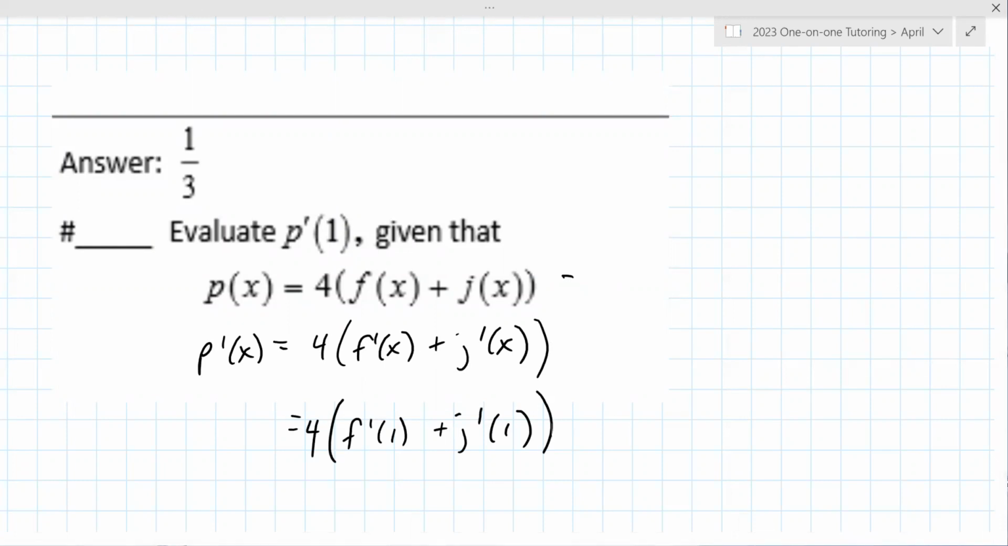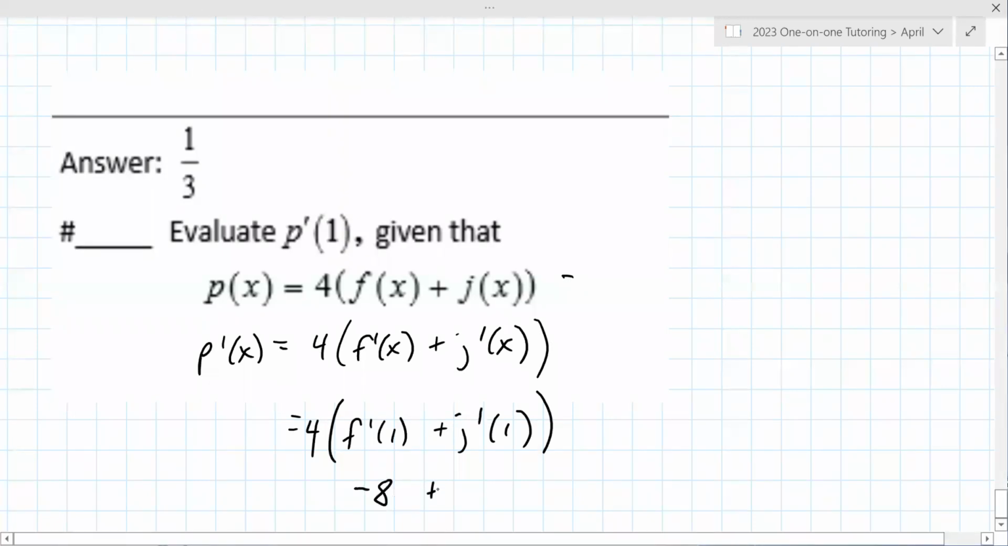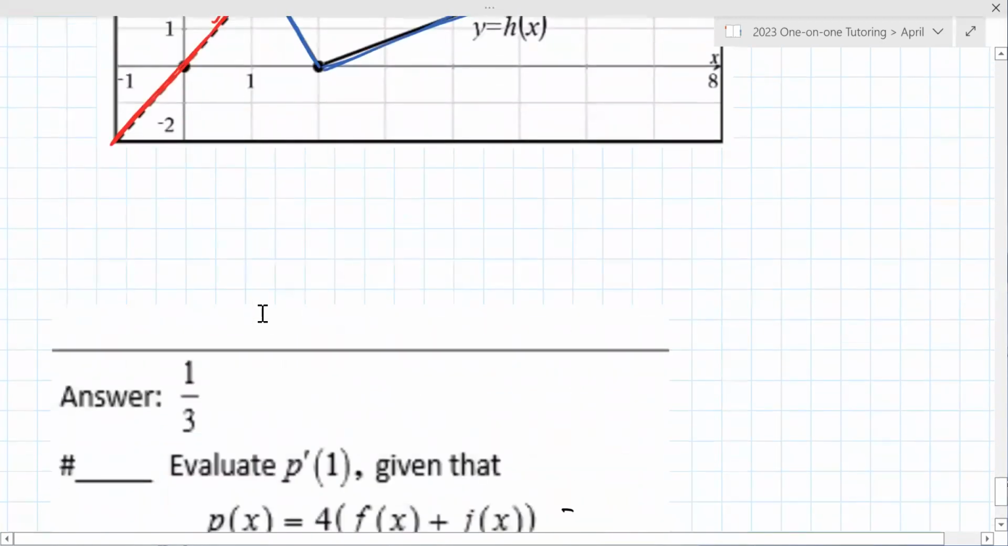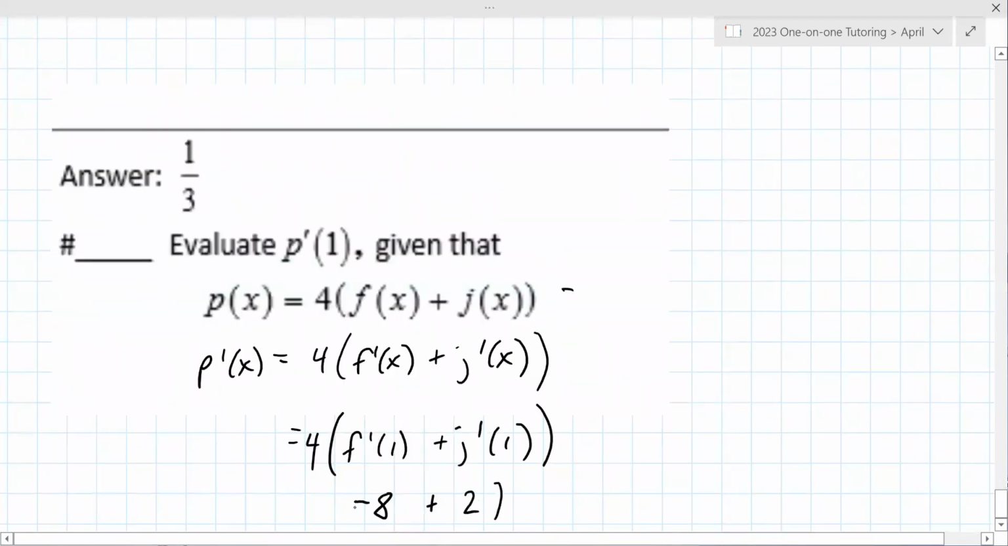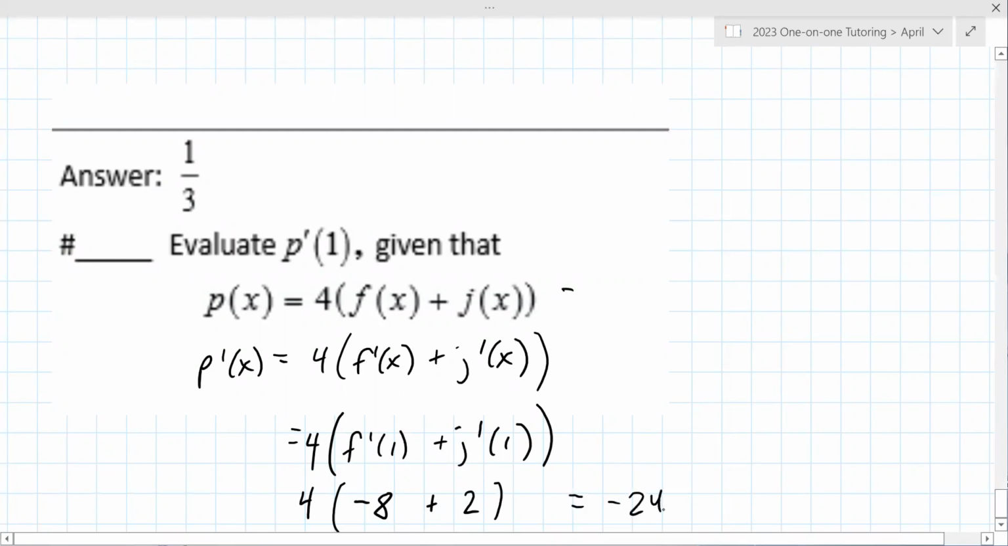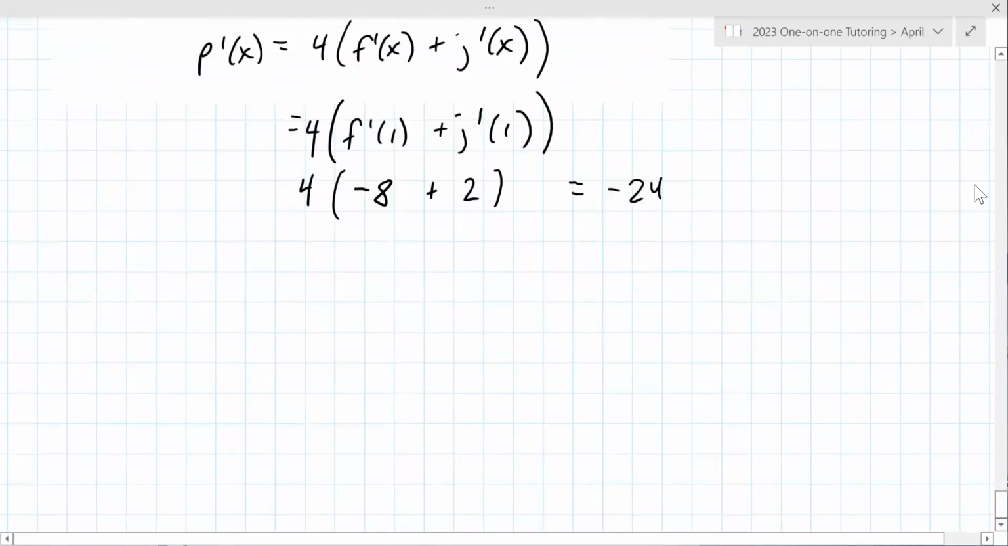All right, so let's see here, f prime of 1. We've been doing a bunch of those. That's -8. J prime of 1 is going back to the red here. So notice how convenient it is if you've pre-calculated the slope, which is 2, times 4. -24. Yeah, -24. And then that's on the second page.